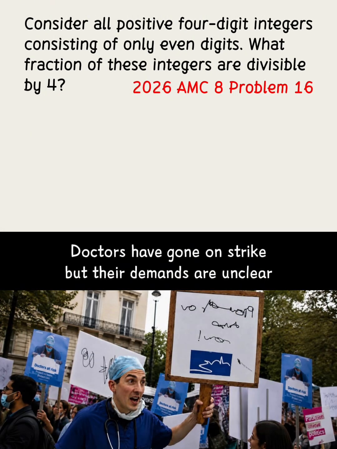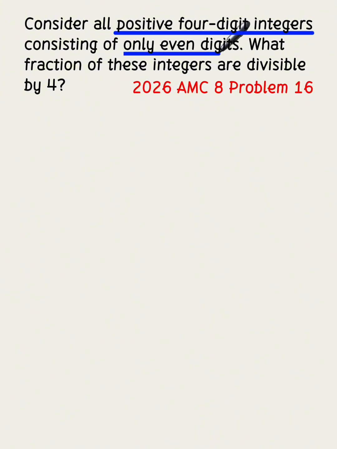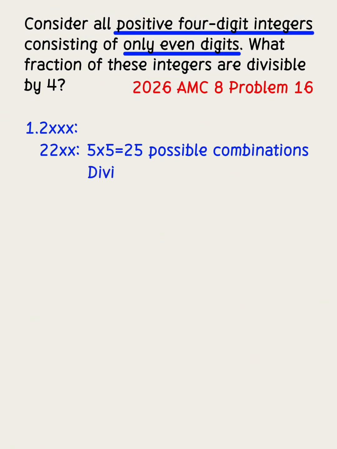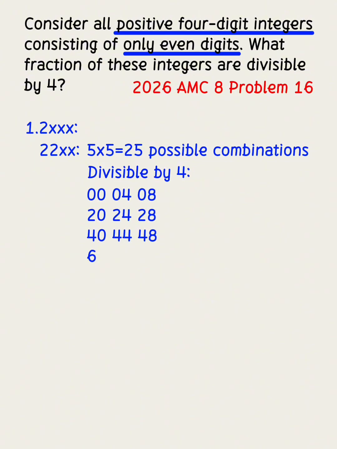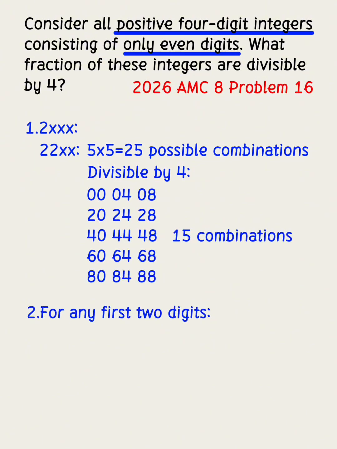Here, consider all positive 4-digit integers using only even digits. What fraction of them are divisible by 4? Let's list a few numbers first and look for a pattern. Both the 10's digits and the 1's digits have 5 choices: 0, 2, 4, 6, 8. No matter what the thousands and hundreds digits are, the last 2 digits have the same 25 combinations.